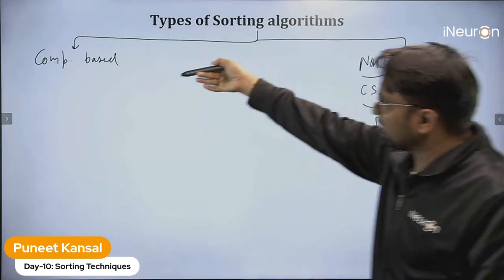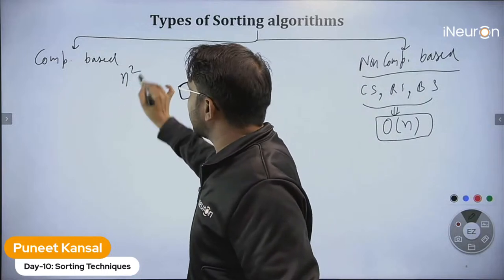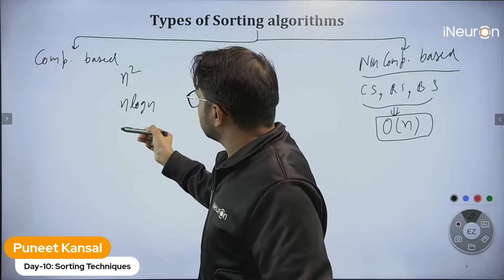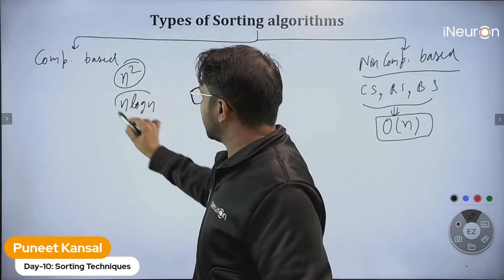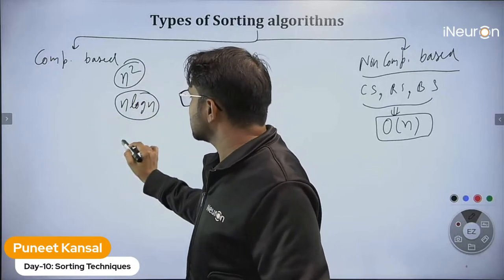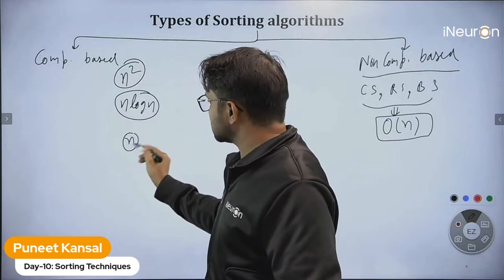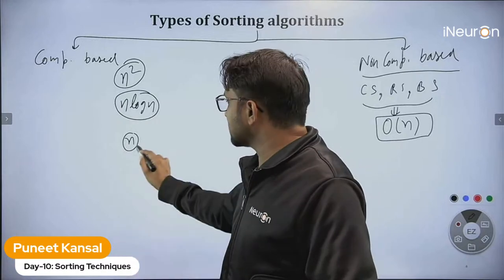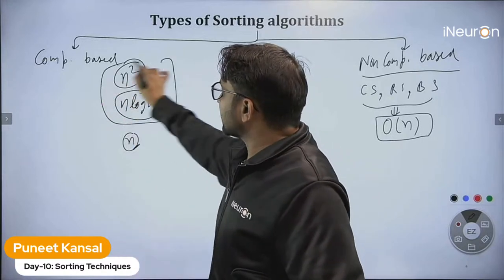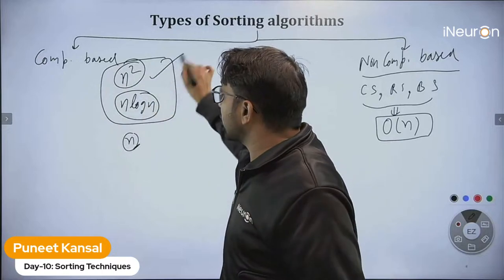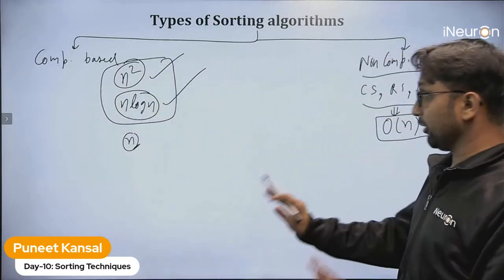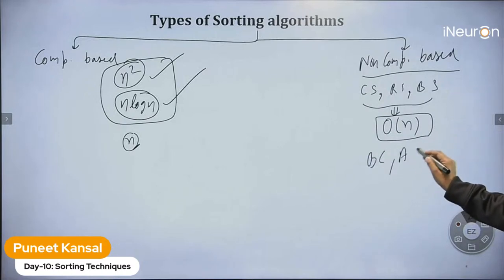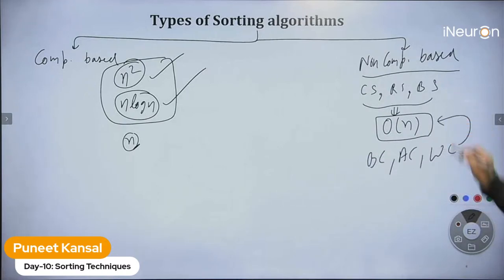Okay, and some people are taking n square time, some people are taking n log n time. In the best case some people are taking n time. Only insertion sort or bubble sort takes n time in the best case. Otherwise, in all the cases, all the algorithms are taking either n square or n log n. So this thing we know, and these non-comparison ones, in all the cases, best case, average case, and worst case, take order of n time only.